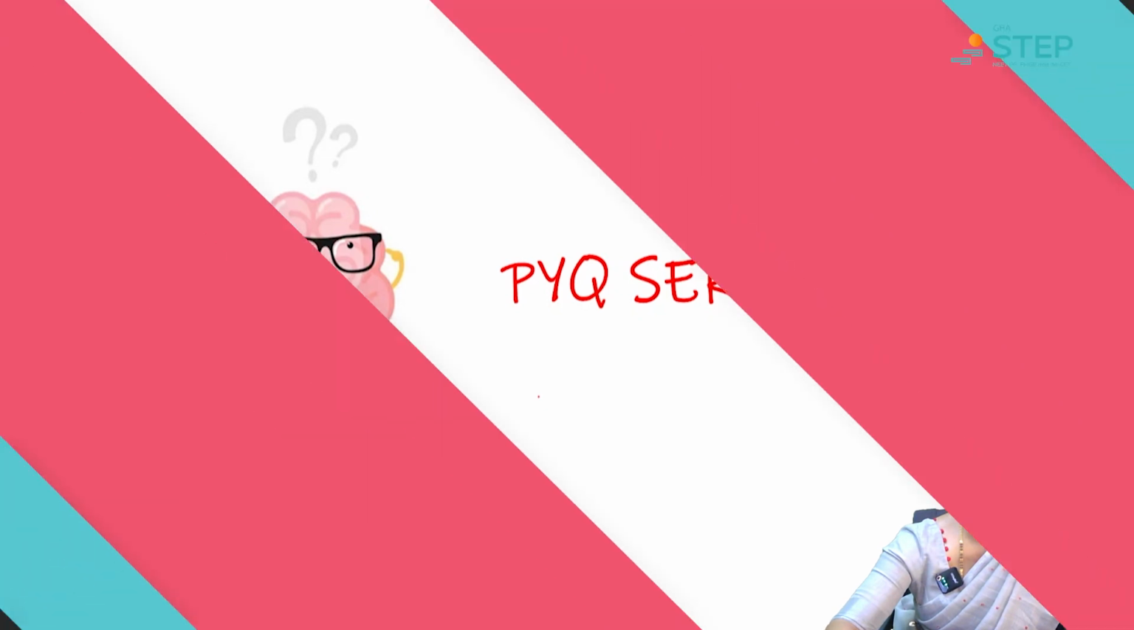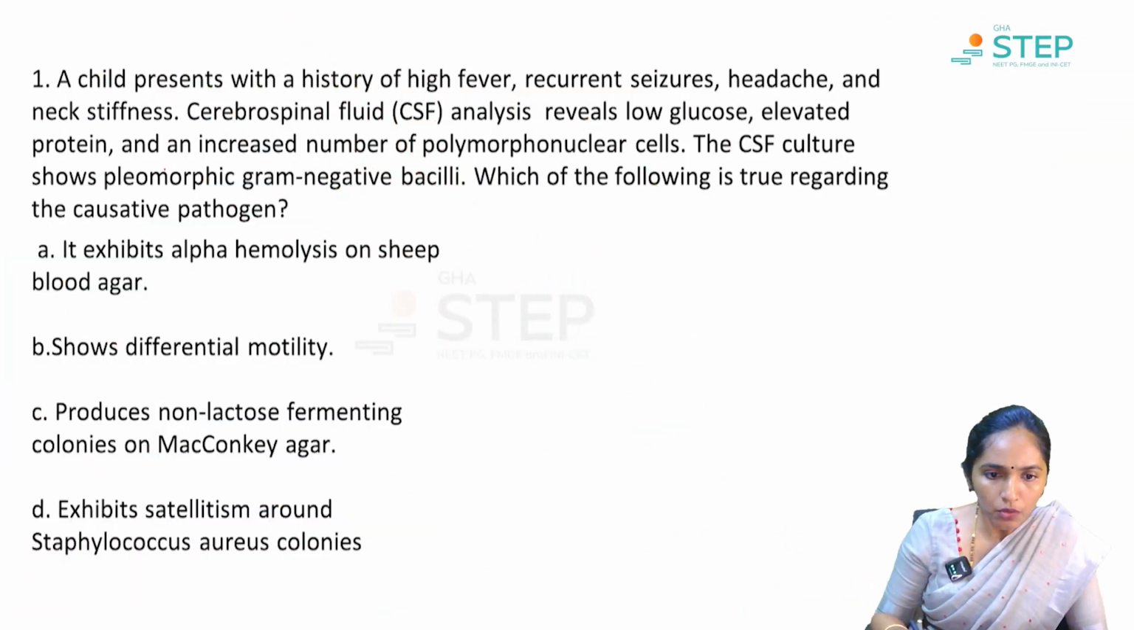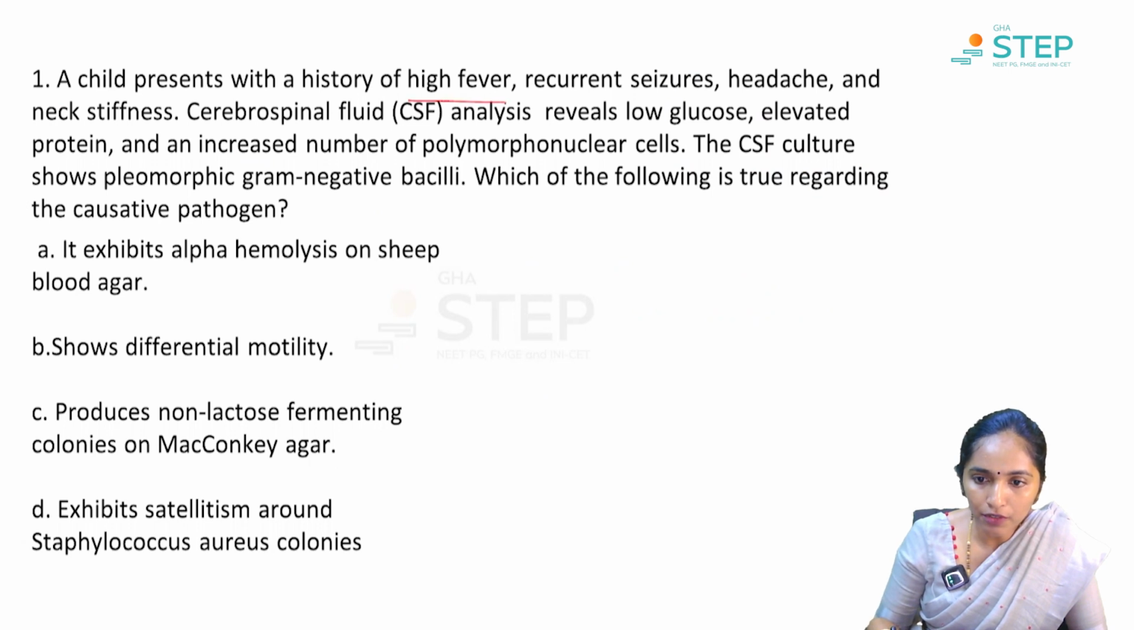So let us move on to our first question. Here we have a child presenting with a history of high fever, recurrent seizures, headache and neck stiffness. All these are the features of meningeal irritation. So there is meningeal irritation which is resulting in all these particular symptoms.